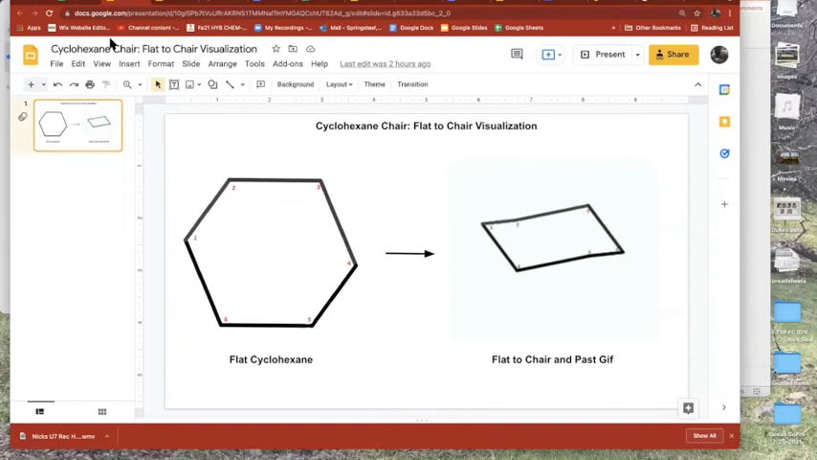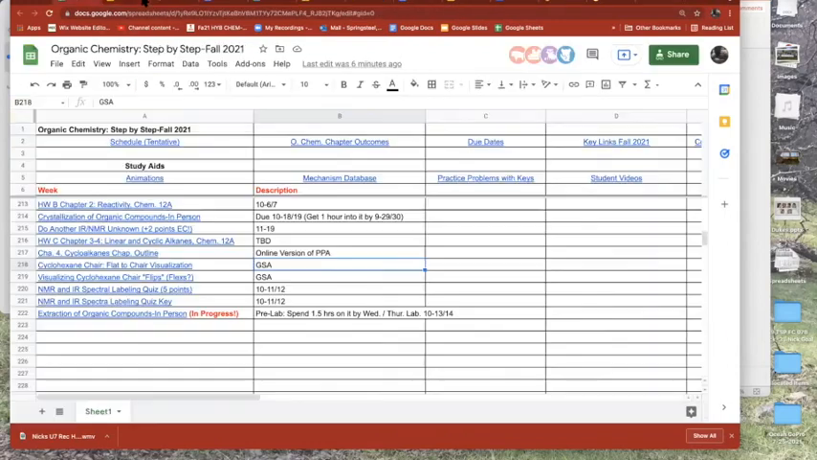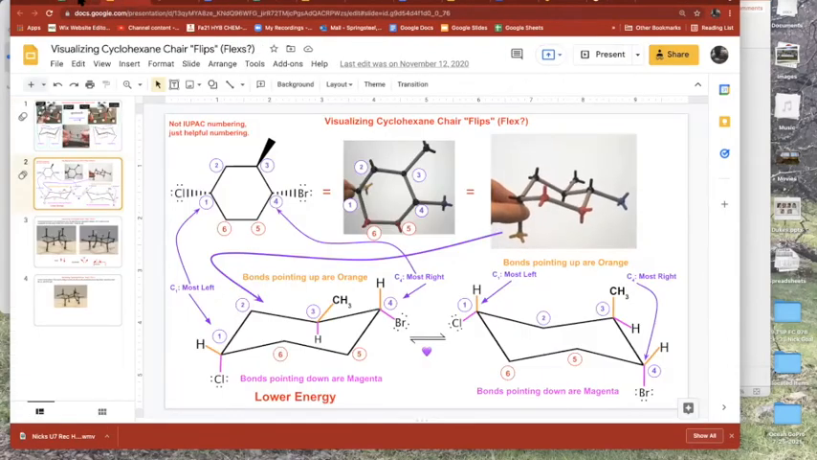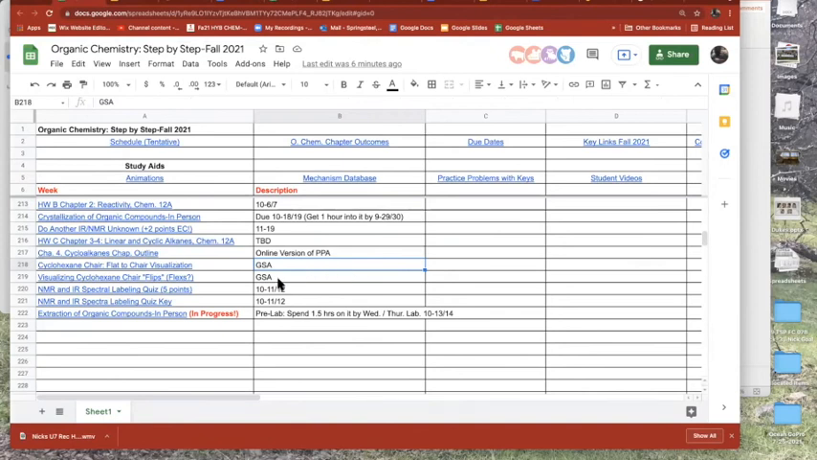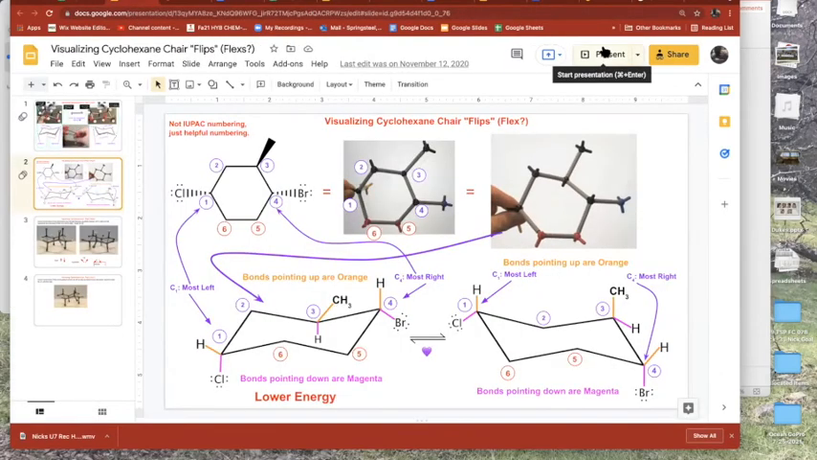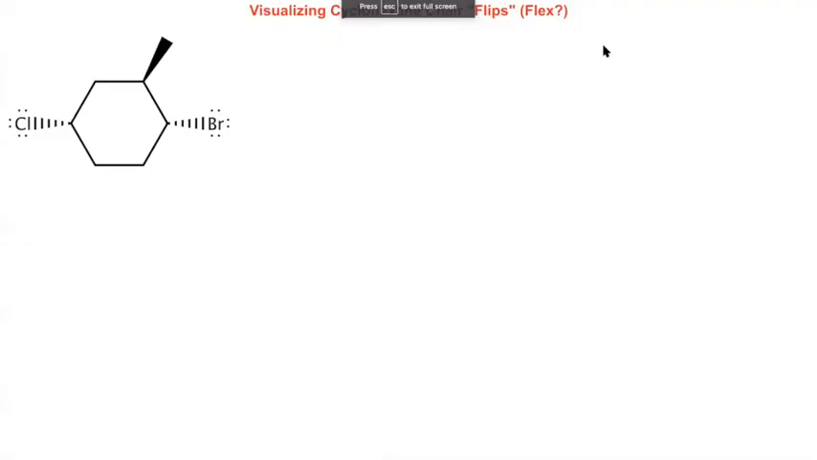And now there's another one I want to show you. Below that one is a longer one. Visualizing cyclohexane chair flips, flexes. It's this one. Present. I think this one's pretty good. And I can start off with not just the cyclohexane alone. I start with a substituted cyclohexane.